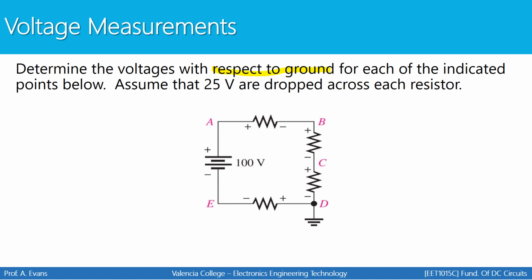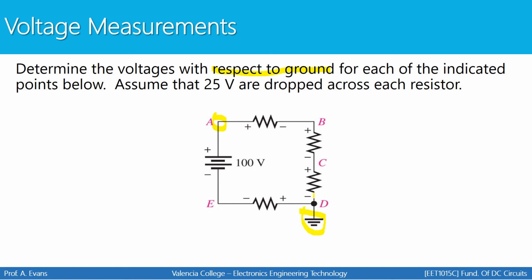That means, for example, if I'm measuring a voltage at point A, I'm measuring it from point A to ground, which means I'm measuring the voltage along the entire path from this point to ground. I can either go this way or this way. They'll be the same number. But with respect to ground means that, for example, if I have a DMM, I'm going to put my red clip here and my black clip here, and that will measure the voltage along this entire path from point A all the way to ground.